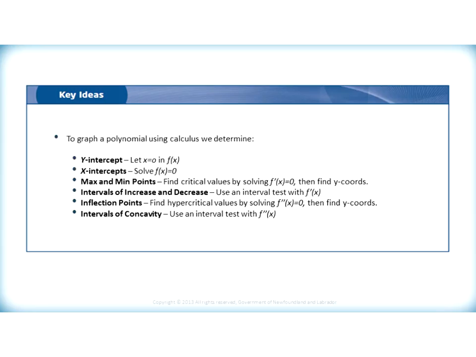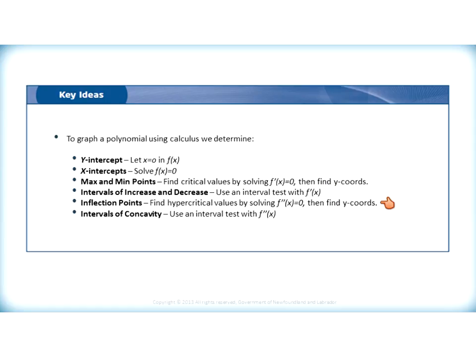Let's highlight some of the key ideas here, shall we? First of all, we find our y-intercept, remember, let x equals 0. X-intercepts, we solve f of x equals 0. All right, we solve to get our critical points, our possible max and min, by getting our critical values when the derivative is 0, and then find the y-coordinates in the original equation. Find our intervals of increase and decrease using a test with f prime.